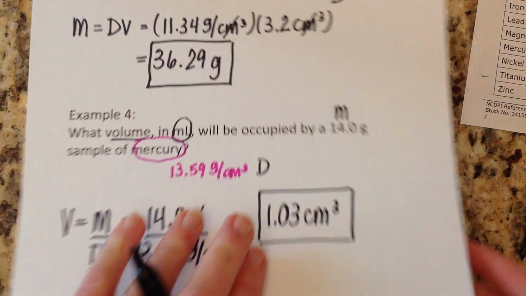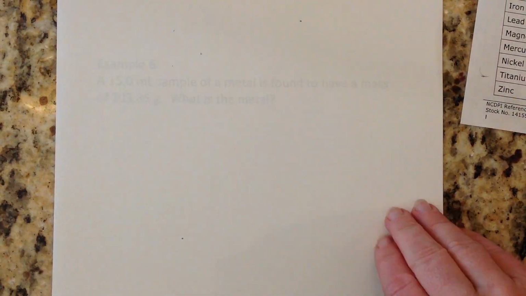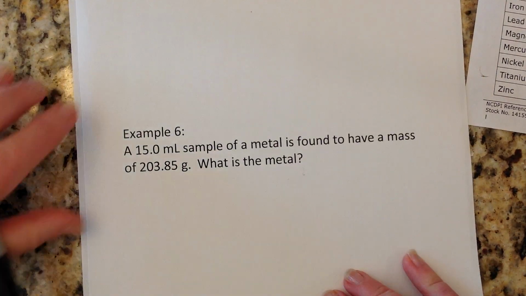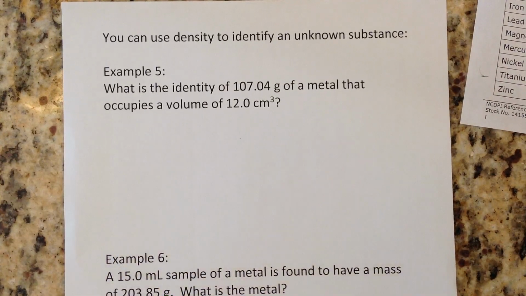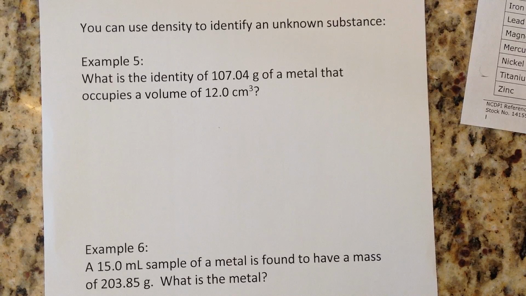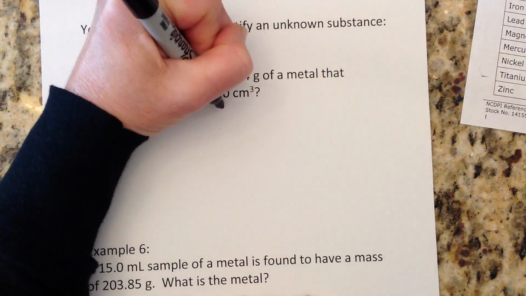All right, we're going to do 2 more problems just to nail it all down, make sure you've got it. These are going to be what I'm going to call a tiny challenge. They're really not hard. We're just kicking it up a notch, giving you a little more responsibility here. Example 5. What is the identity of 107.04 grams of a metal that occupies a volume of 12.0 centimeters cubed? I don't know what that metal is, but they gave me mass and they gave me volume.